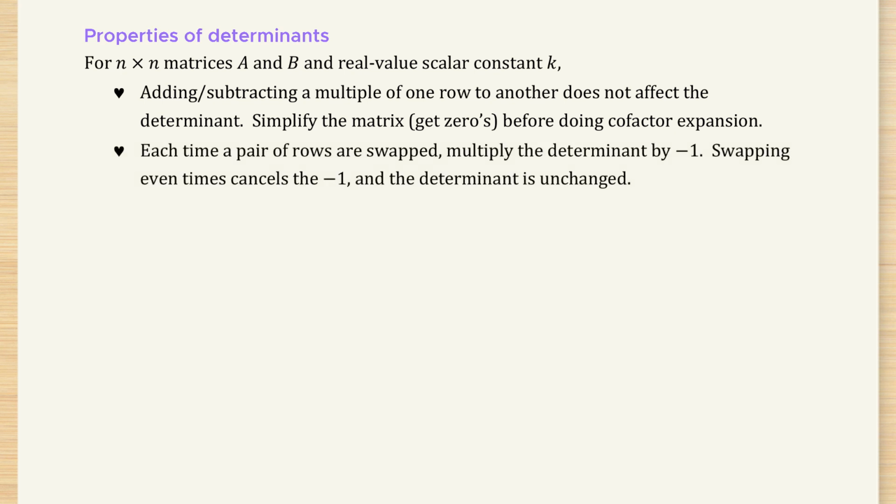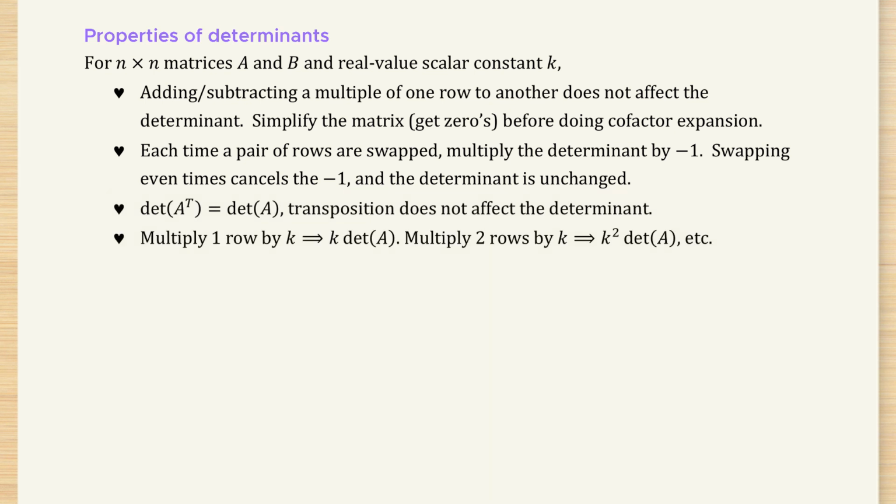Each time we flip a pair of rows, we're going to multiply the determinant by -1. If we were to swap an even number of rows, we actually don't do anything to the determinant. Let's say we flip 2 pairs of rows, then we get a -1 in the determinant. Then we flip 2 pairs of rows again, any 2 pairs. Then we multiply the determinant again by -1, so that -1 in the first instance gets cancelled by the -1 in the second instance. Transposing a matrix does not affect the determinant.